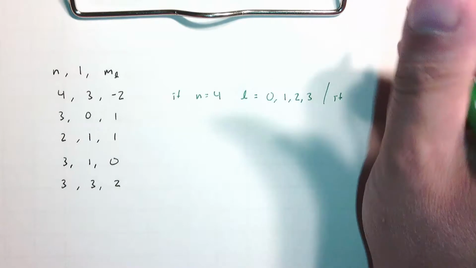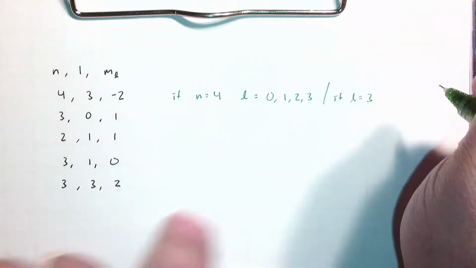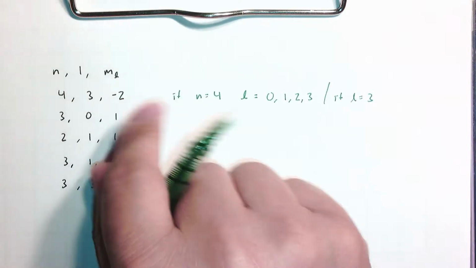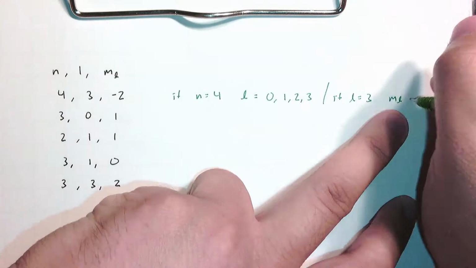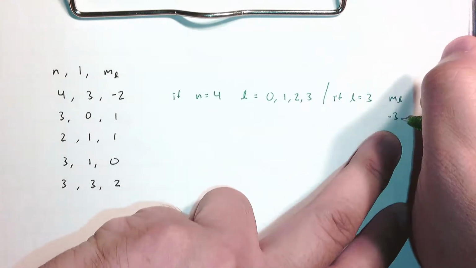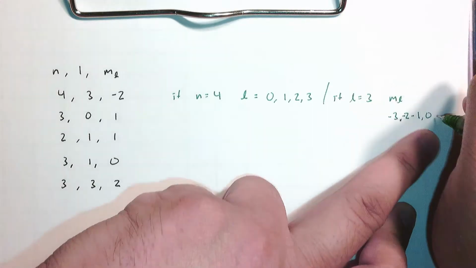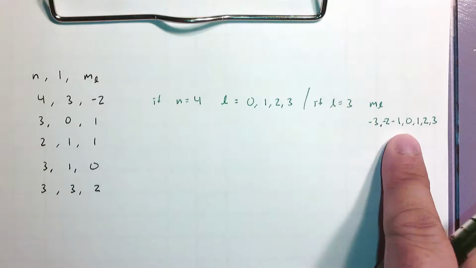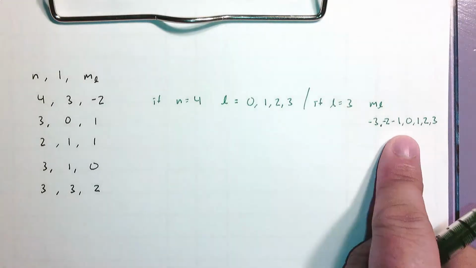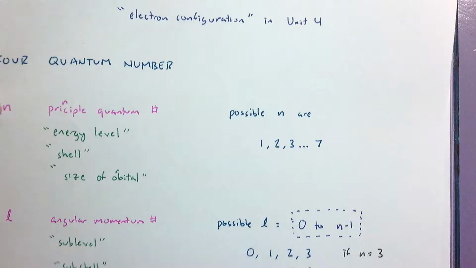So the next one, if L equals 3, what are the possible m sub L's? This is where you take the negative L to the positive L. So the m sub L's can go from negative 3 to positive 3. Oh my goodness, why so many? You know why there are so many? It's because L equals 3 is an f orbital.